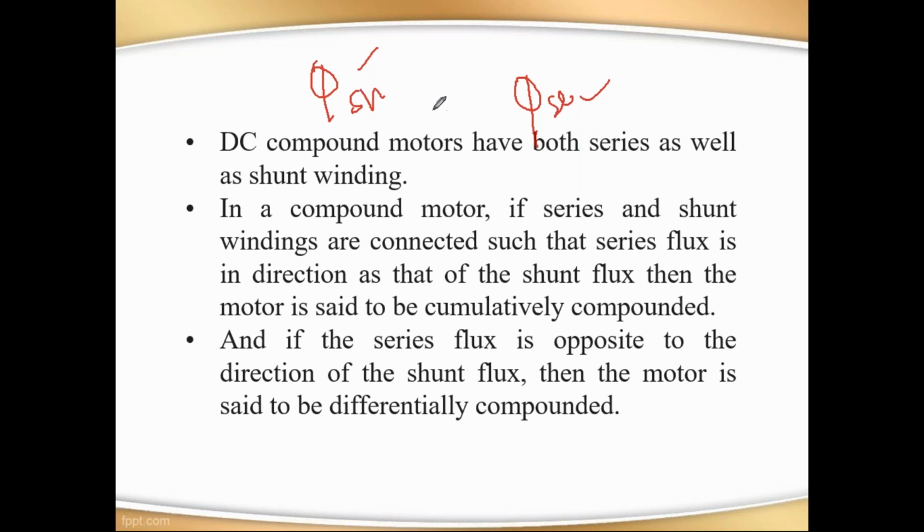Based on this direction, if both are in the same direction, then it is additive in nature. This is called a cumulatively compound DC motor. If it is in the opposite direction, then both subtract from each other, and it is called a differentially compound motor. Now for these 2 types of compound motor we will get different characteristics. Let me see how we will get them.